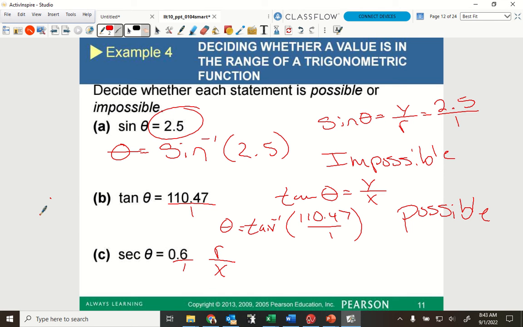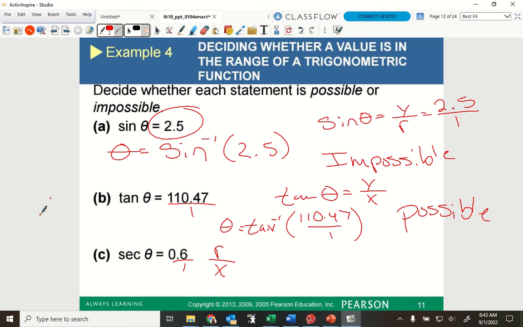Now, what did I say about all these problems? What do we know about R? It has to be bigger than the X and the Y, right? So, is R bigger than the X? Yeah. Oh wait, hold on. No, it's not, is it? It's impossible. So this one's going to be impossible.